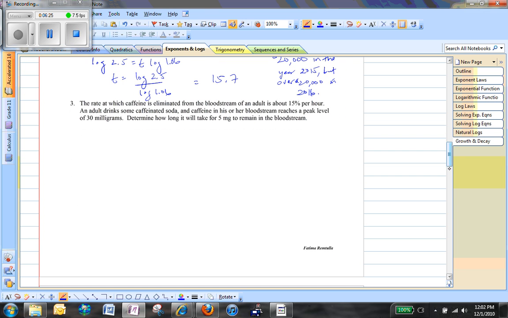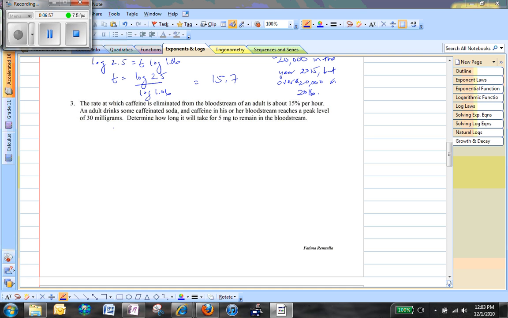Next example talks about the rate at which caffeine is eliminated from the bloodstream of an adult, which is about 15% per hour. Sorry about that, I had to sneeze. I said, the rate at which caffeine is eliminated from the bloodstream of an adult is about 15% per hour. An adult drinks some caffeinated soda and the caffeine hits his or her blood and reaches a peak level of 30 milligrams. How long will it take for 5 milligrams to remain in the bloodstream?